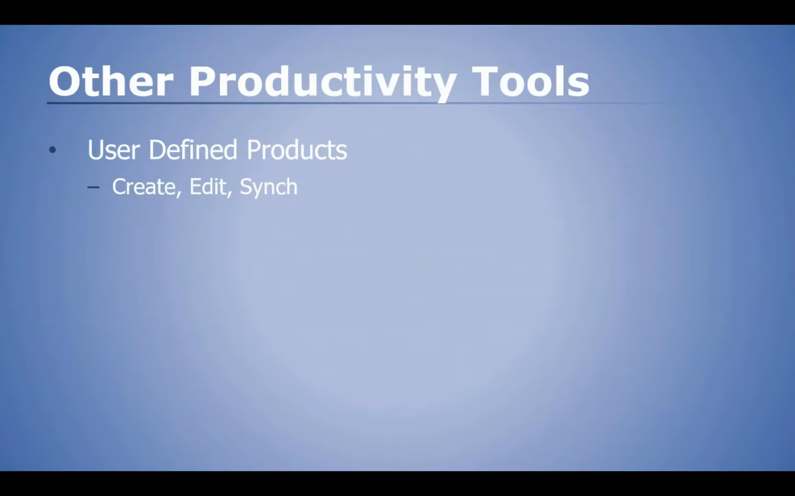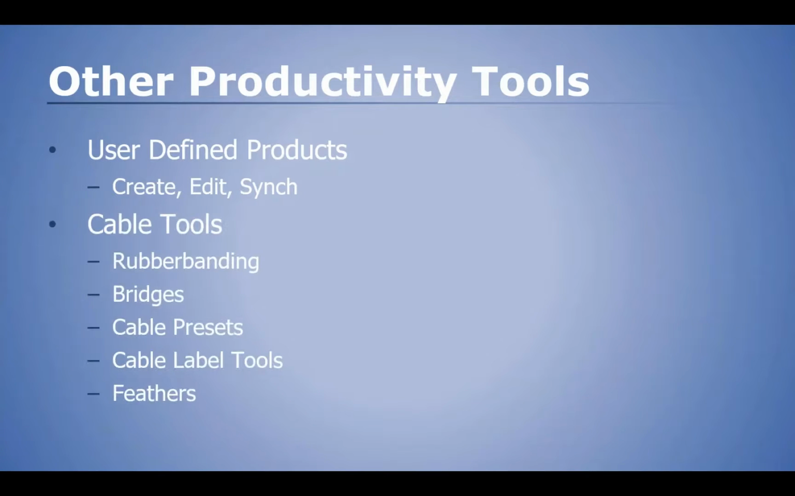In terms of other productivity tools, I've mentioned user-defined products or UDPs and the fact that you can create them, you can edit them, but we also employ a cloud-based synchronization service. So every user has their own personal, private, secure cloud storage account. And if you create a UDP, that data will be uploaded to your cloud storage account. And then if you sign into a different computer, that machine will be synchronized against your account in the cloud. So you always have access to the custom data that you have generated.